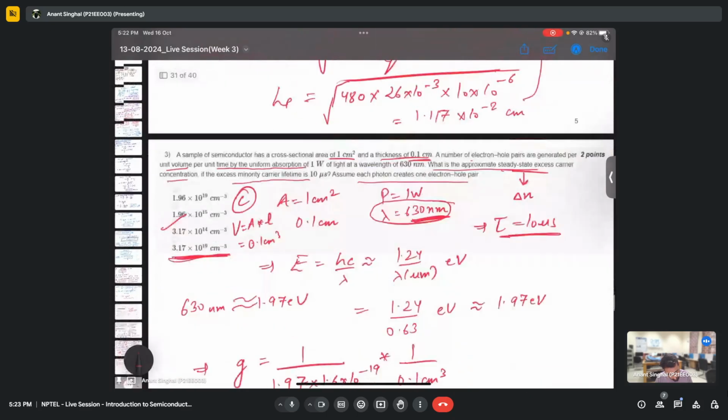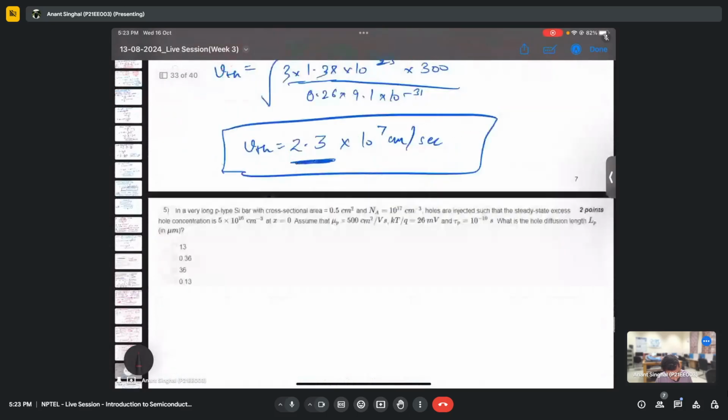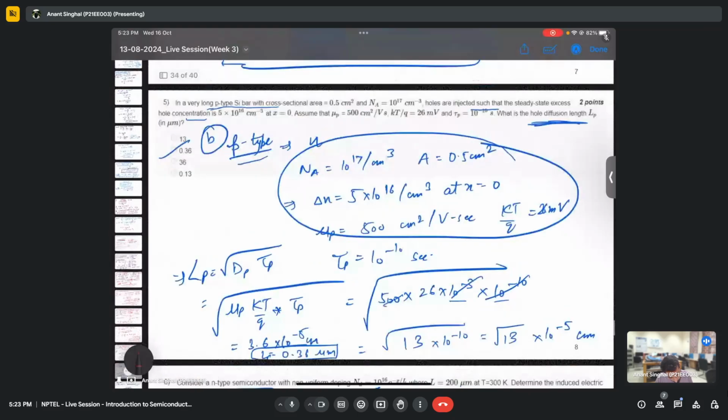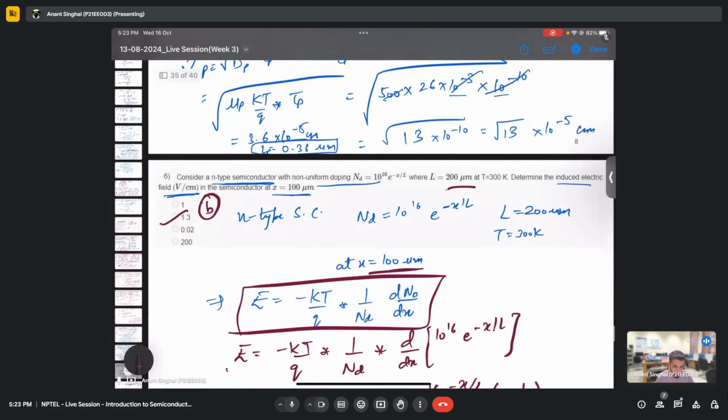Most of the questions were straightforward in this lecture, none were very tough to go through. There were basic questions. So now you can see, in this particular question, we have been given a p-type silicon bar, holes are injected, and so on. Everything is given in general, and if you know the formulas directly, you will be able to calculate anything. This is the main motive of the type of numericals that are there.